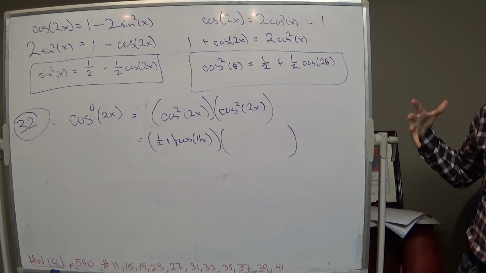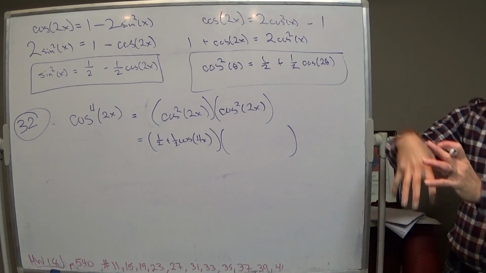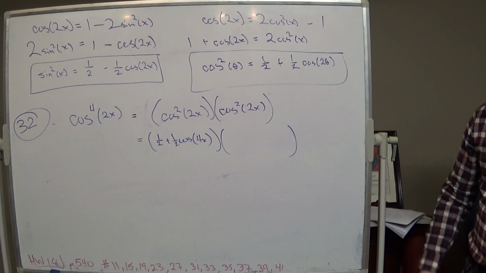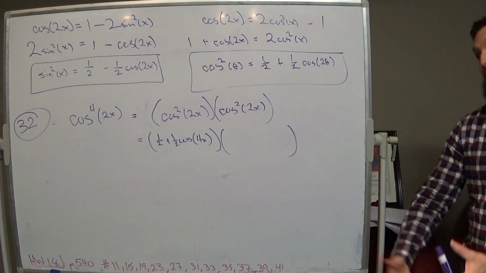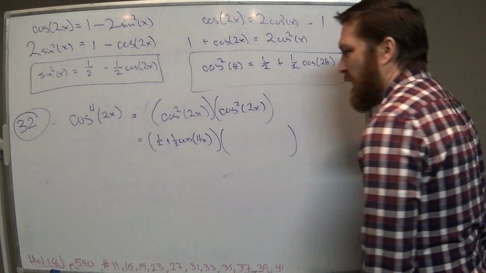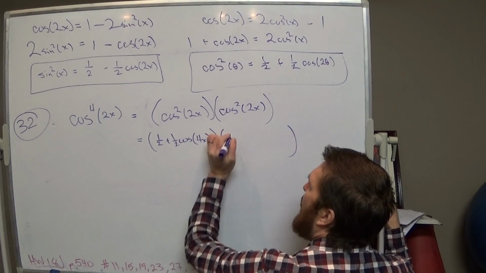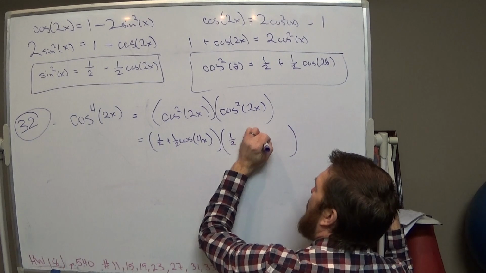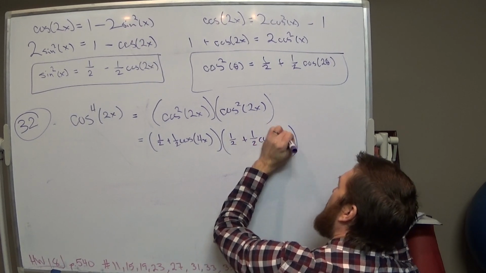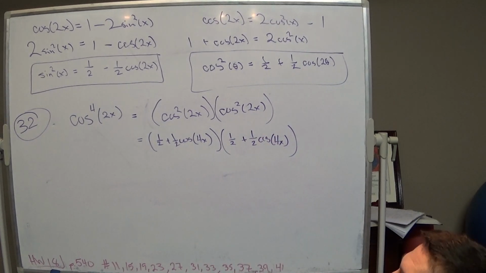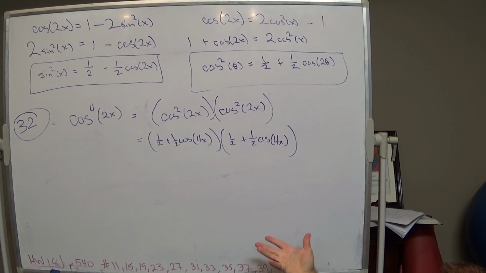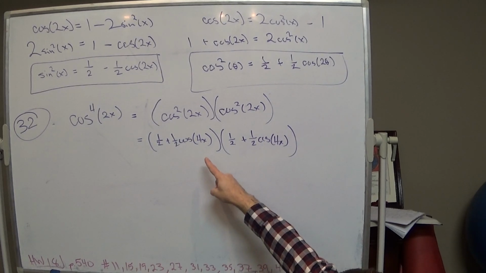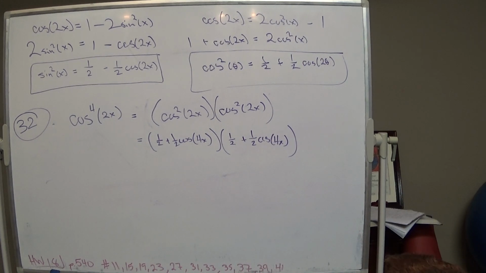So that's another way of thinking about it, right? Reducing by a power of 2, so you have to increase the inside by a factor of 2. You're multiplying by 2. So that's 1/2 plus 1/2 cosine 4x. Now, technically, you might think, well, I'm done because I've reduced it down to a first power cosine. I'm done, right? Well, no, and I'm going to tell you you're not.